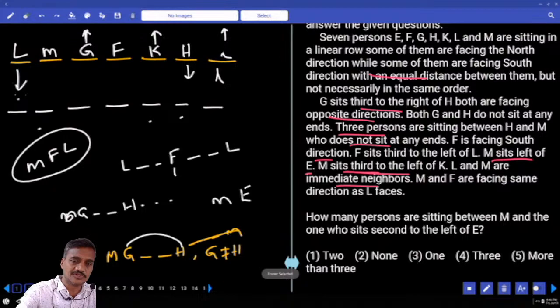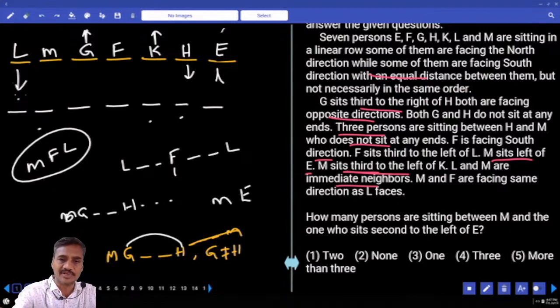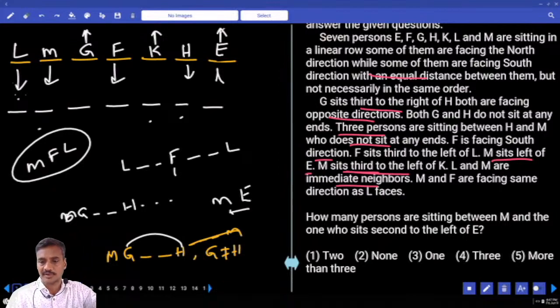And if L is facing towards south, E will be here, isn't it? Now E is facing towards which direction? M is to the left hand side of E, and E must be facing towards north. Then L, M and F are facing the same. L, M and F, all the persons are facing towards south. Now L and M are immediate neighbors.